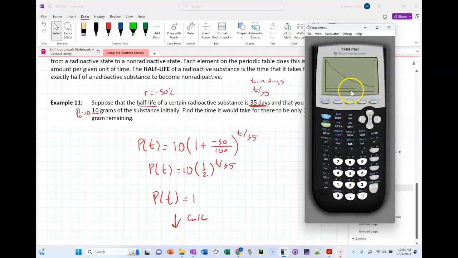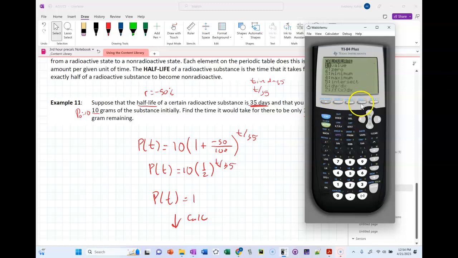Here's the line y equals 1. Oh no! What do you notice? It doesn't intersect it yet. Well, I just make that window bigger. I'll go to 200. I'll show you. There we go. Now it crosses.